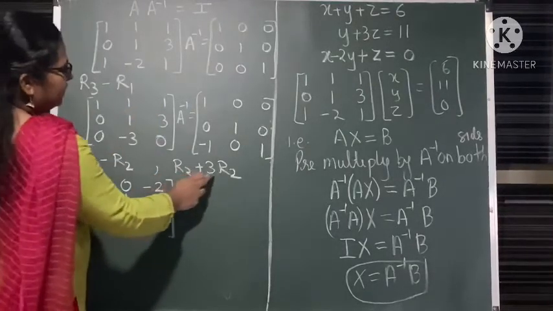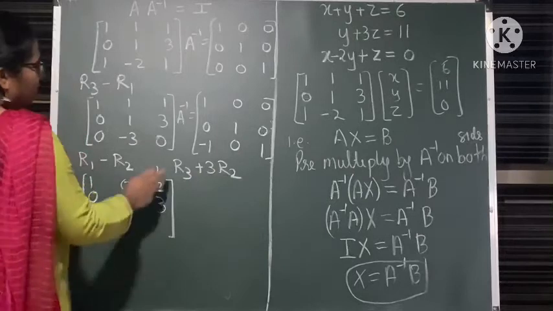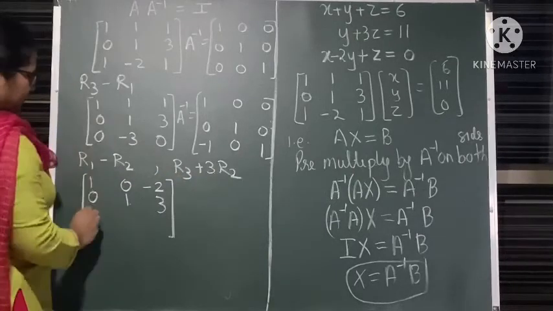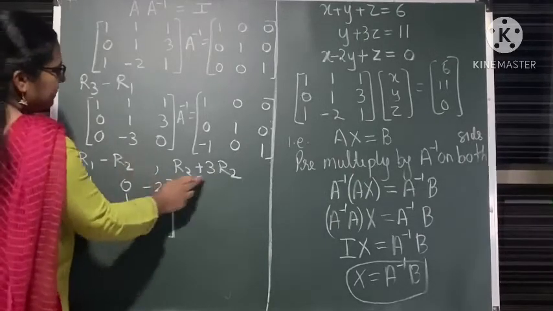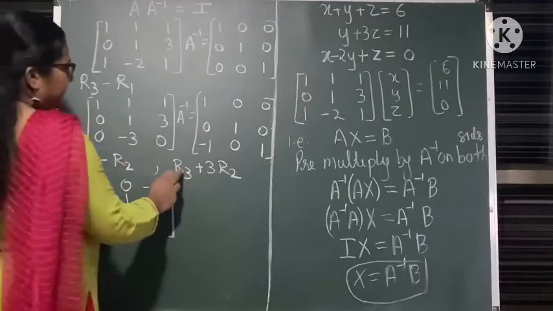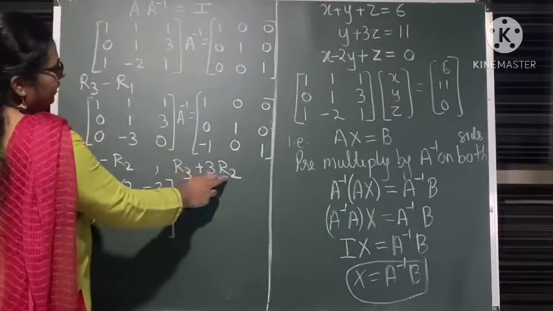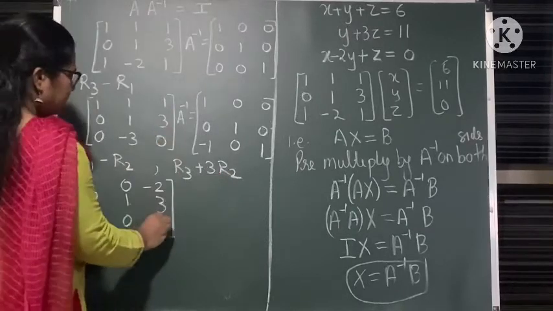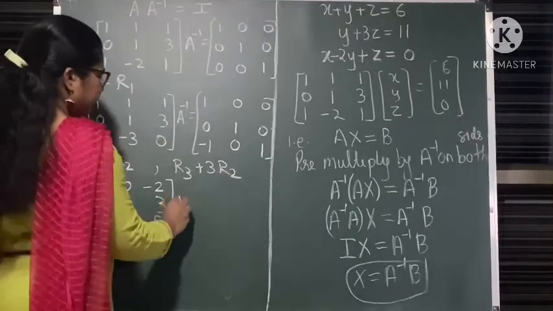Here it is R3 plus 3 into R2. So R3 is 0, R2 is 0. So this is 0. Minus 3 plus 3 into 1 is 3. Minus 3 plus 3, 0. Then R3 is 0, 3 into R2: 3 3s are 9. 0 plus 9 is 9.